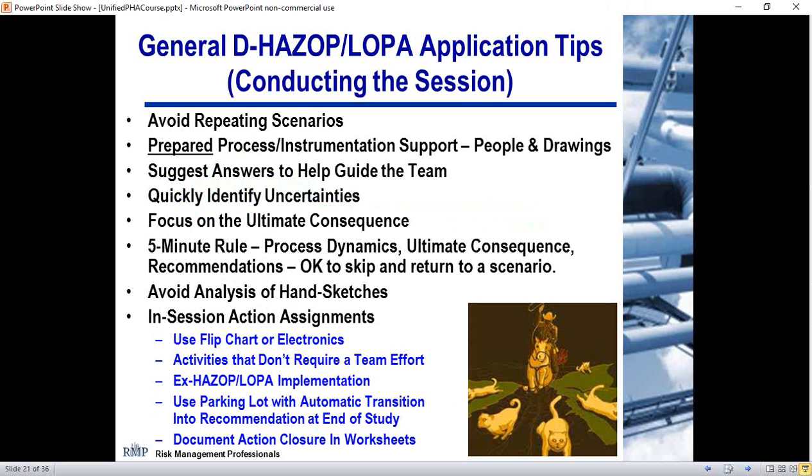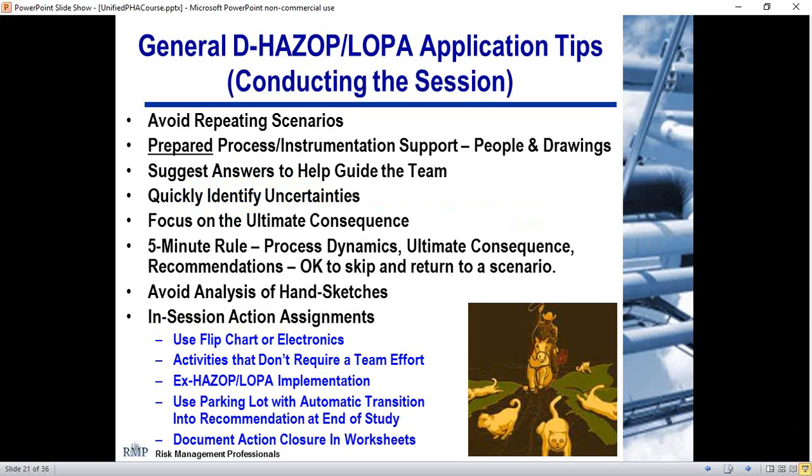Human nature means that you typically think of the protection features first because those are always on your mind, and a lot of times the team wants to say, because it's human nature, oh, that can happen, and then you ask why, and it's, oh, we got the safeguard. Well, you need to characterize the ultimate consequence to develop the scenario to get the conclusions that you want to get out of the HAZOP and LOPA.